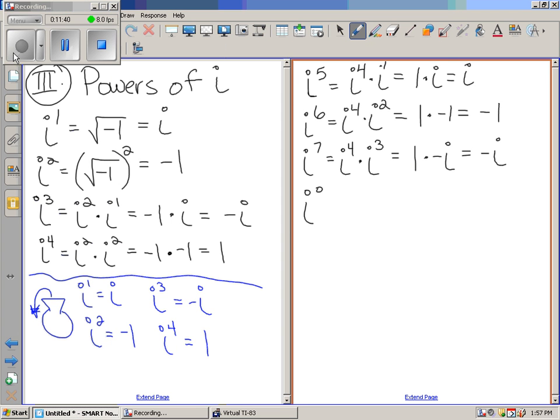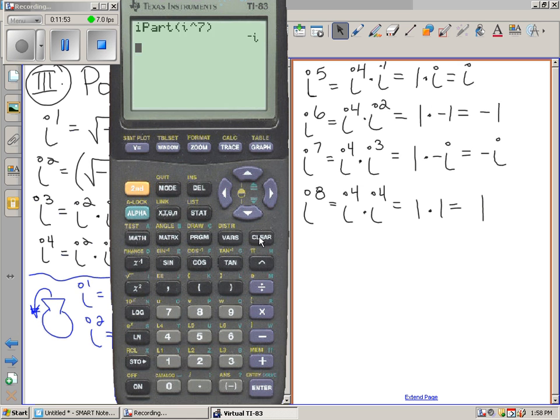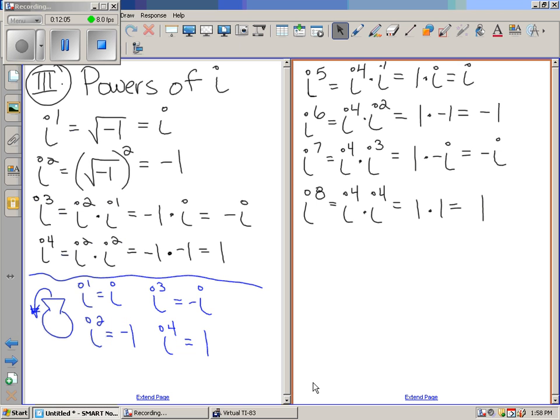Okay? So let's do i to the eighth. Well, i to the eighth is the same thing as i to the fourth times i to the fourth. Now let's use our calculators to just make sure and check this. Just type it into your calculator. This means you hit the math button, you go over to number, you scroll down to I part, you hit enter, you type it in. And it's 1.